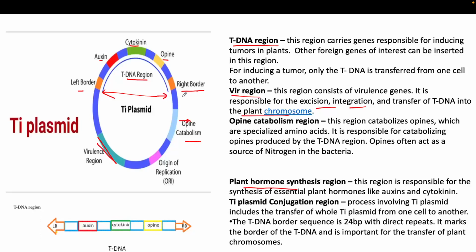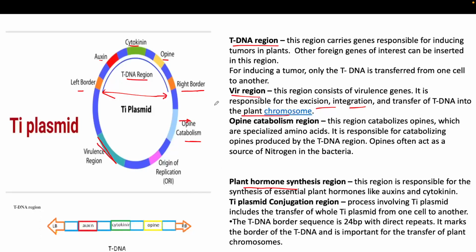Okay, so in a previous experiment it was seen that if the right border sequence is abolished from the Ti plasmid, then the transfer process is also inhibited. The transfer of T-DNA from one cell to another cell will be inhibited because of the absence of this right border sequence. So it is very much essential to have the right border as well as the left border sequence in the T-DNA region, so that it can efficiently transfer from one cell to another cell.